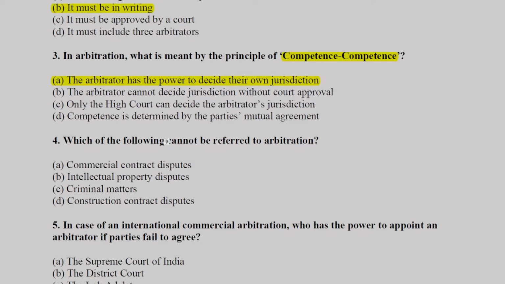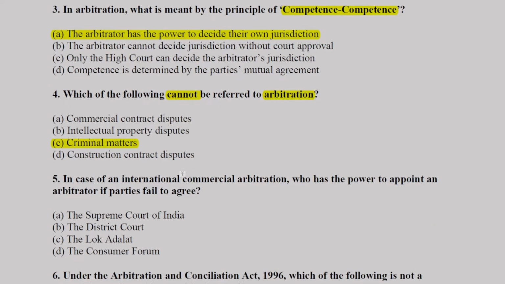Which of the following cannot be referred to arbitration? Commercial contract disputes, no. Intellectual property disputes, no. Criminal matters, it cannot be referred to arbitration. Construction contract disputes. So the answer is C.